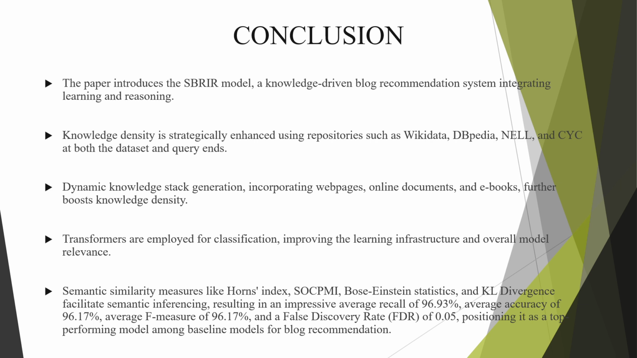Semantic similarity measures like Horn's index, second-order co-occurrence pointwise mutual information, Bose-Einstein statistics, and the Kullback-Leibler divergence facilitate semantic inferencing, resulting in an impressive average recall of 96.93%, average accuracy of 96.17%, average F measure of 96.17%, and a false discovery rate FDR of 0.05, positioning it as a top performing model among baseline models for blog recommendation.